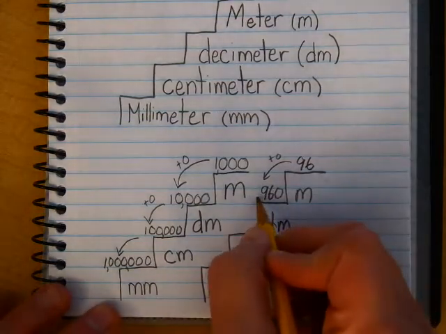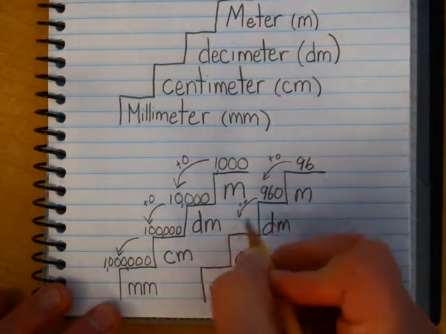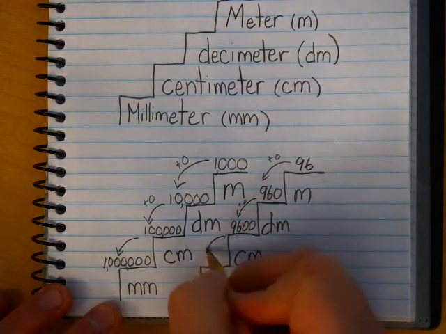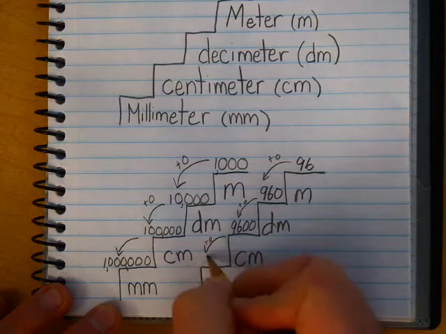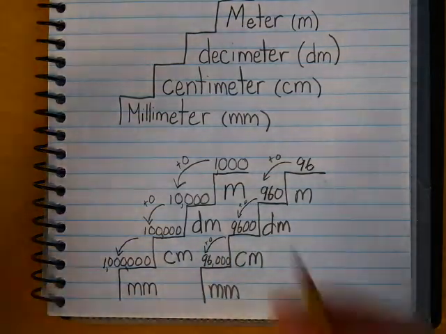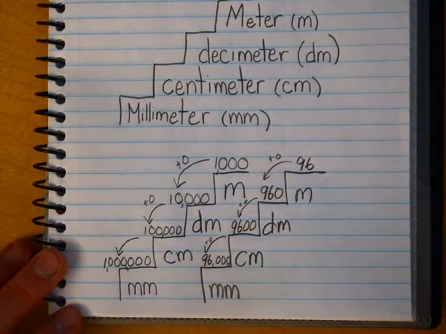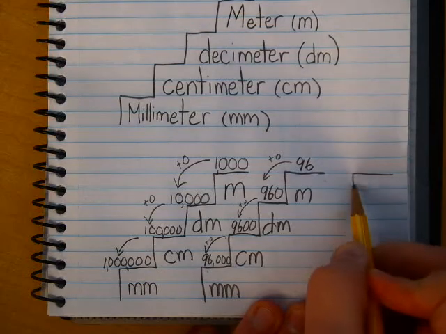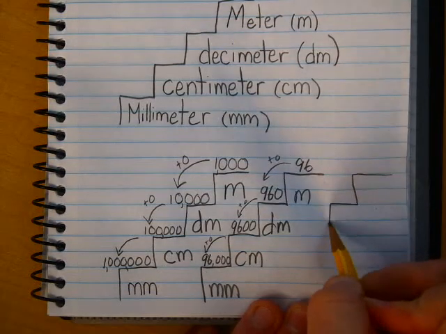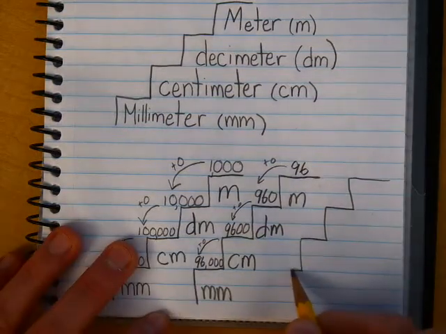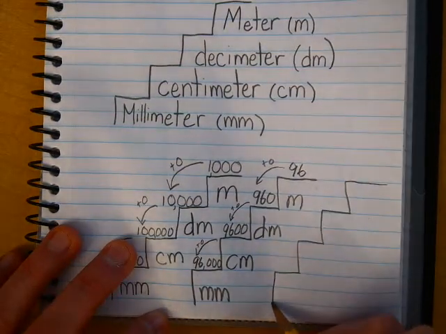I'm going to do the same thing. Add a 0 to the end, and I have 9,600. Add another 0, and I have 96,000. That's it. That's all you do. Now, going up, if you're adding a 0 going down, can you imagine what might be happening going up? If you thought you would be taking away a 0, you would be correct.